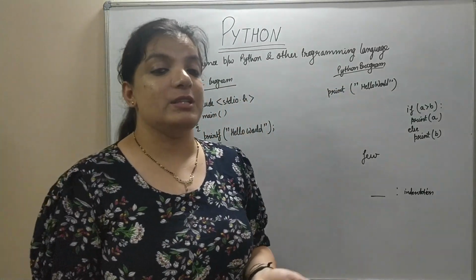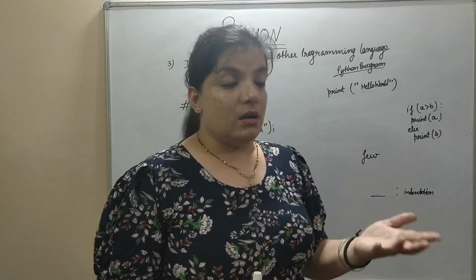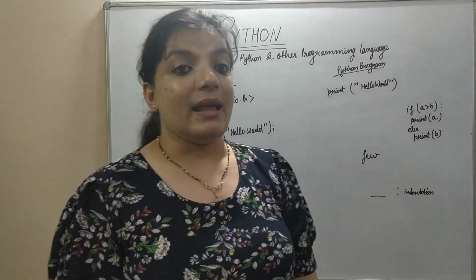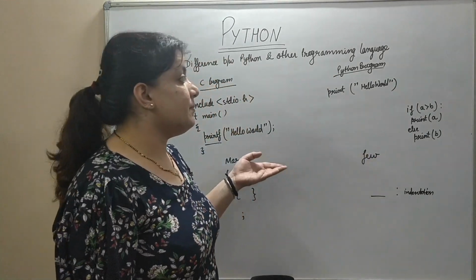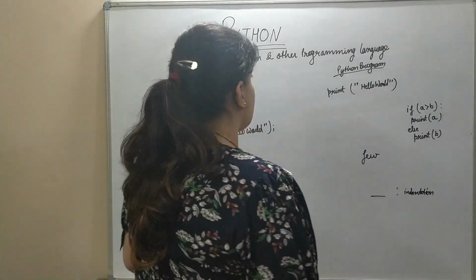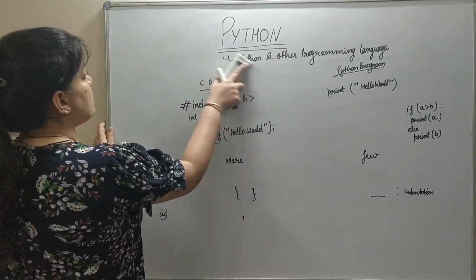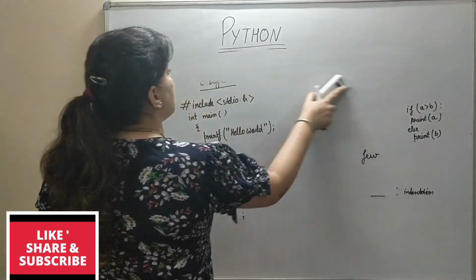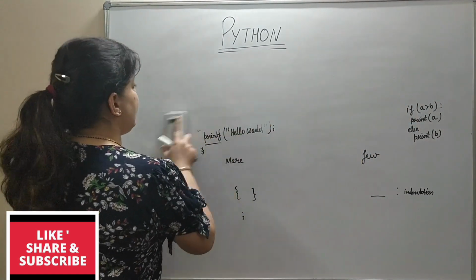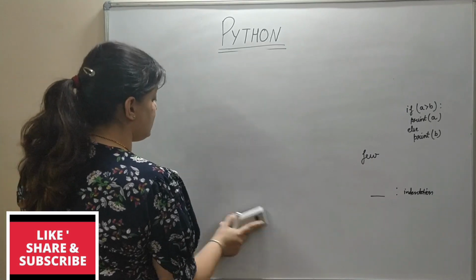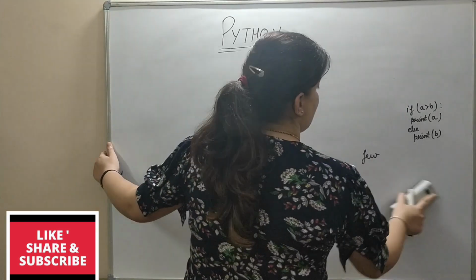So that's all about the difference between C and Python programming, or Python and other programming languages. I discussed this concept with the help of a C program. Okay, so that's all about the history, the features, and the differences of the Python programming language with other programming languages.